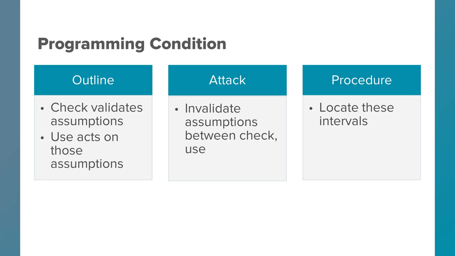That's invalidated the assumption that the check validated. And so now when I do the open, I'm simply assuming that the user who's running the process can actually open the file. And that is now just an assumption, because the binding has changed, therefore the check is no longer valid. So the procedure here is to locate these intervals in the program. Where do you have these intervals between check and use?